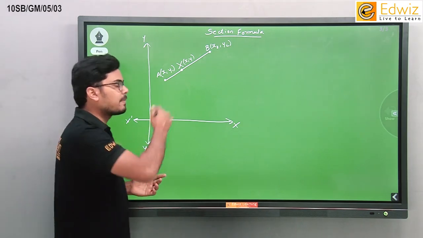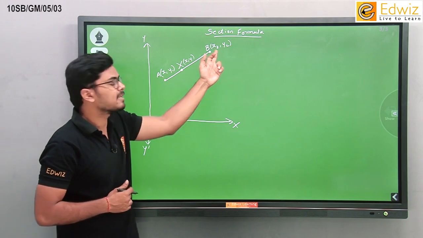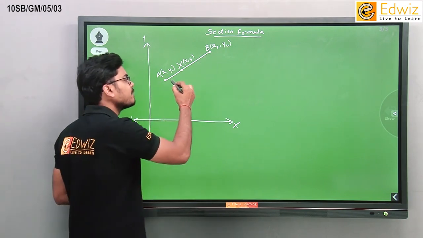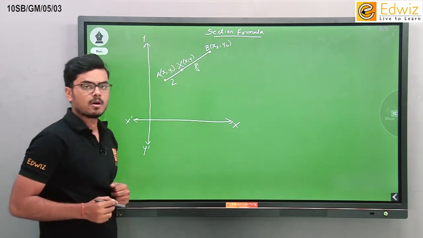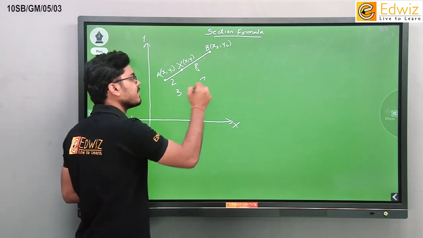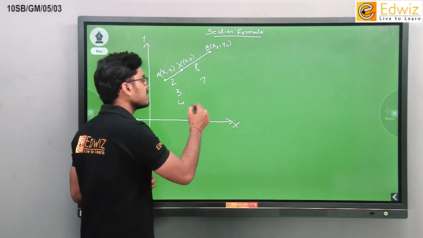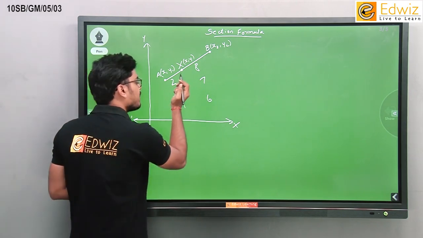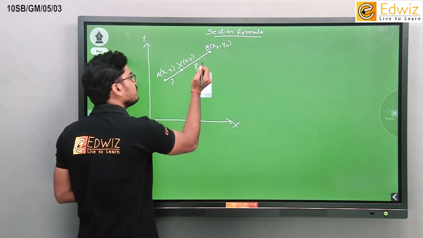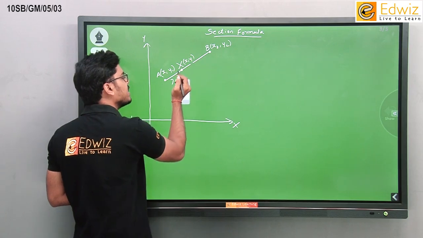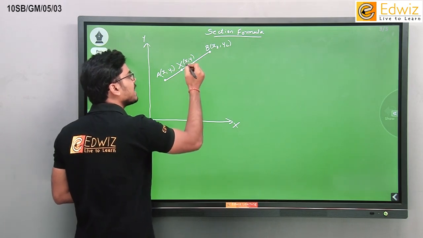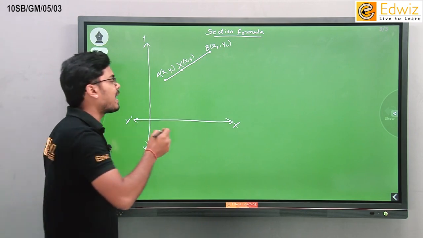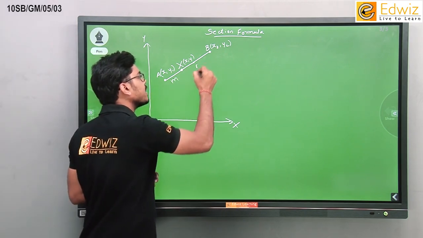For example, if I say that this is a line of 10 centimeter, okay, so this part can be 2, this part can be 8, or 3, 7, or 4, 6, anything is possible, okay, that is not important. We have to find out the coordinates of the point that will divide the line in two parts m:n.